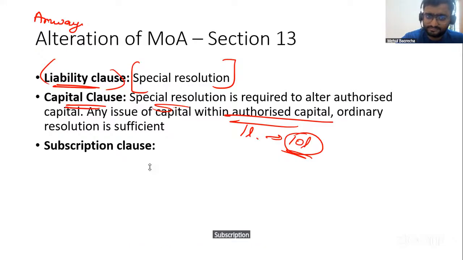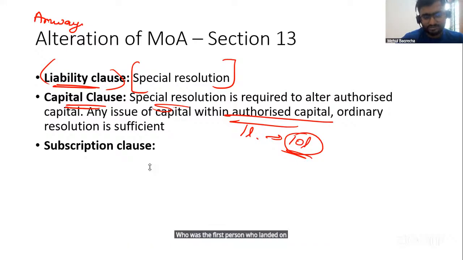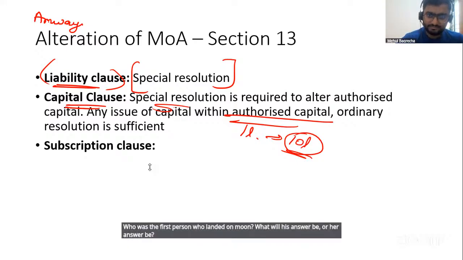Subscription clause cannot be altered. Who landed on the moon for the first time? Neil Armstrong. For your father, who landed on the moon for the first time? When I would have asked this question to your dad, what would his answer be? Neil Armstrong. To your kids, if I'm asking, let's suppose, with the same energy and God's grace, if things go well, and I'm teaching the same chapter to your kids and asking the same question, who was the first person who landed on the moon? What will his or her answer be? Neil Armstrong.